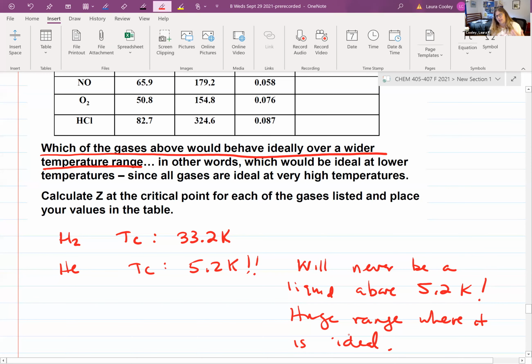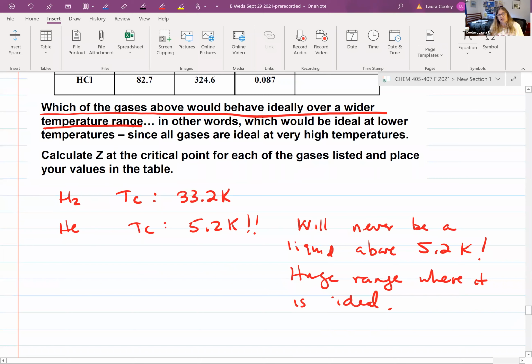Okay, so you have to be somewhat above the TC for it to be ideal. But maybe by 10 Kelvin, it would already be ideal, and then for all temperatures above that. Okay, so why do these have such low critical temperatures?